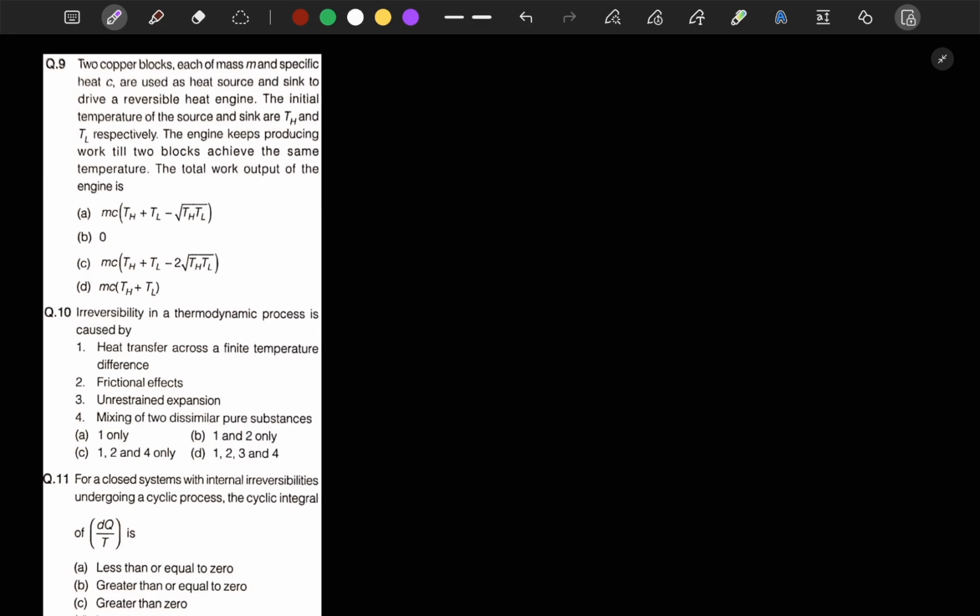Two copper blocks, each of mass m and specific heat C, are used as a heat source and sink to drive a reversible heat engine. Let's say there are two blocks, one at temperature Th and the other at temperature Tl. Both are copper blocks having mass m and heat capacity C, and there is an engine placed in between them. The engine keeps producing work till the two blocks attain the same temperature.